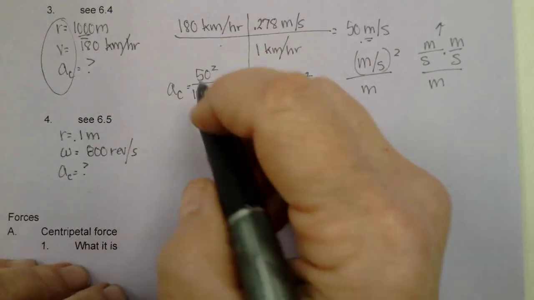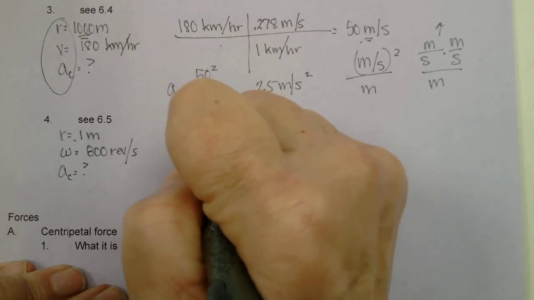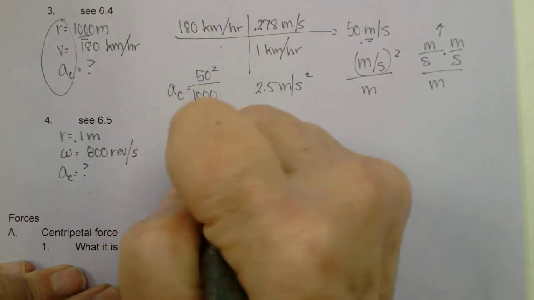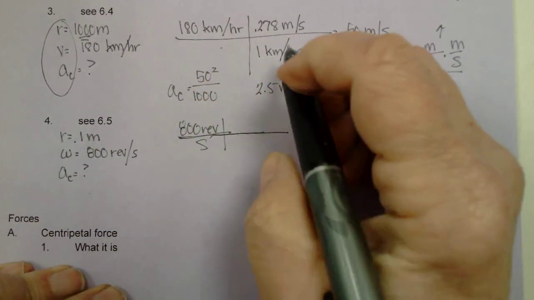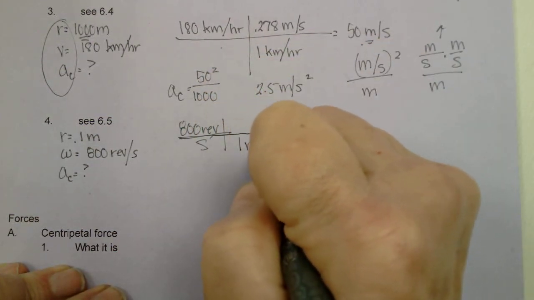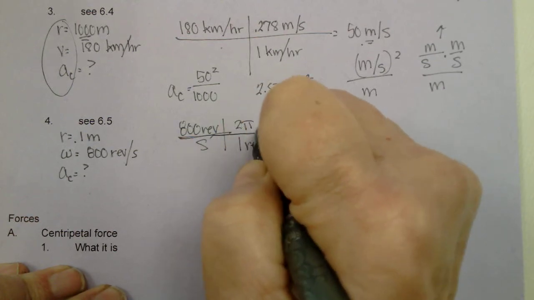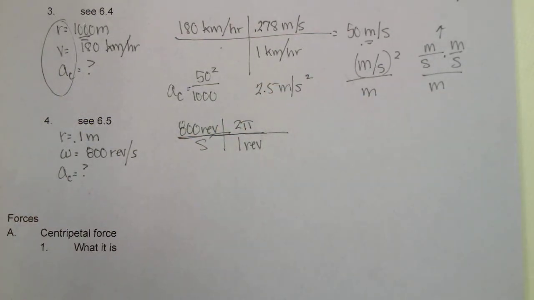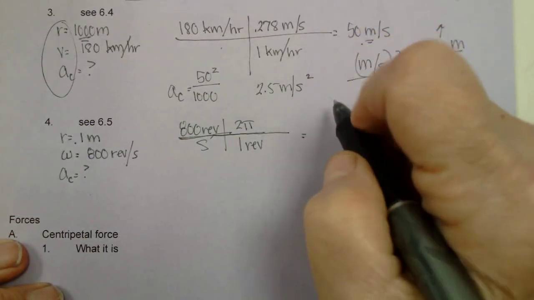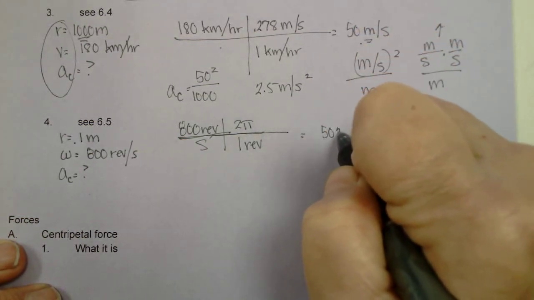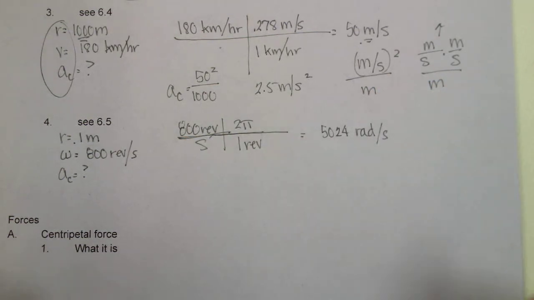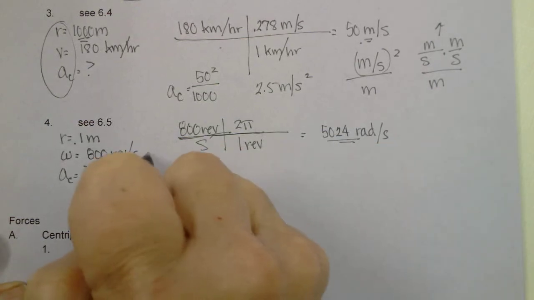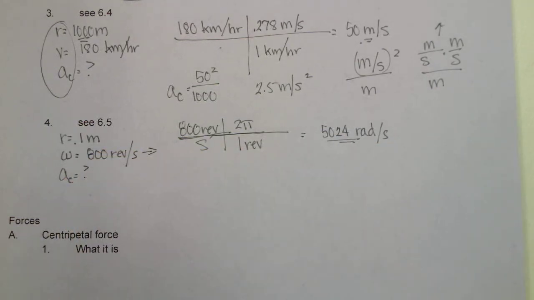That's pretty straightforward. 800 revolutions per second, and I don't need to worry about the seconds. That's going to just stay there, and I know that one revolution is 2 pi radians, so I just have to multiply the 800 by 2 pi, and it ends up being 5,024 radians per second. All right, now that I know my radians per second for omega, I can find a sub c.